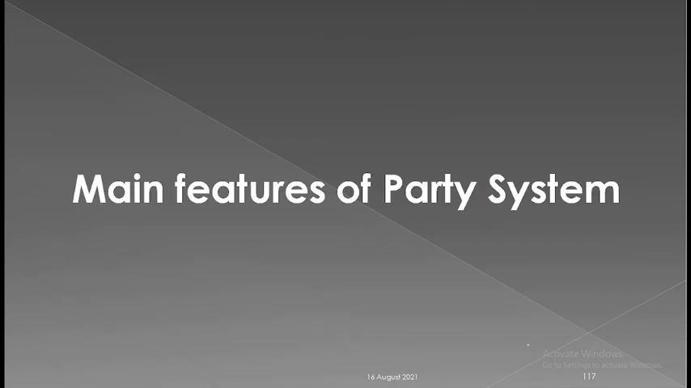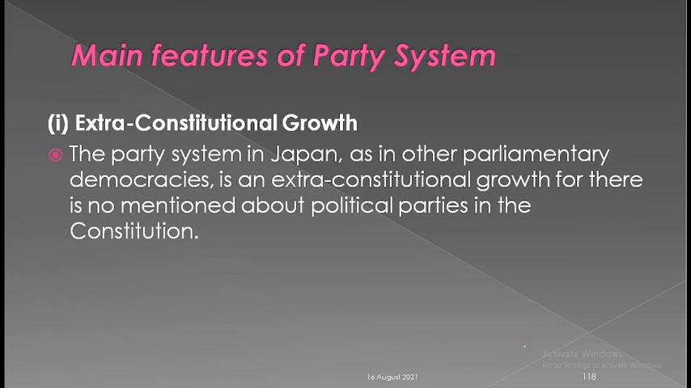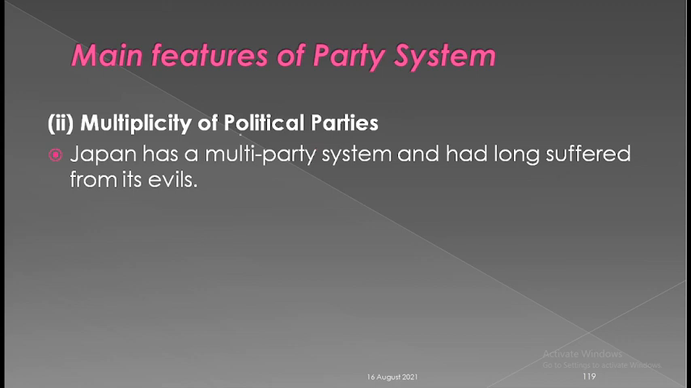Now, main features of the party system in Japan. First, the party system has no mention in the constitution. It is extra-constitutional, or it grows outside the constitution. Second, multiplicity of political parties. Japan has a multi-party system. That means there are so many parties.